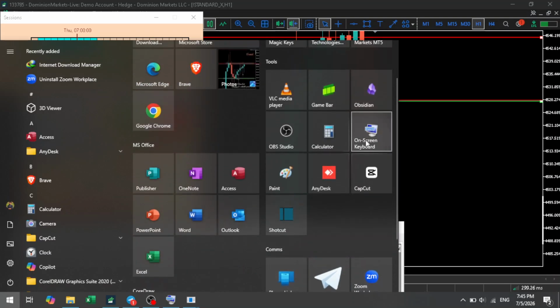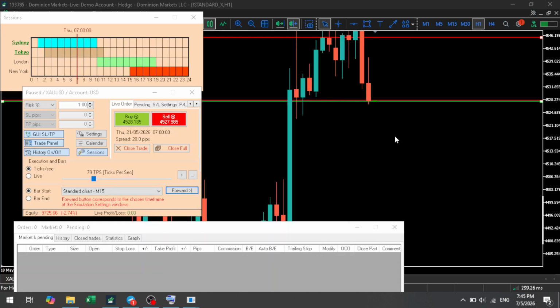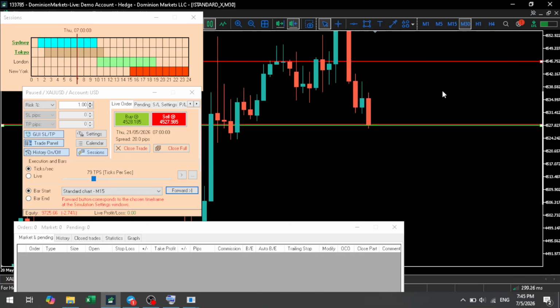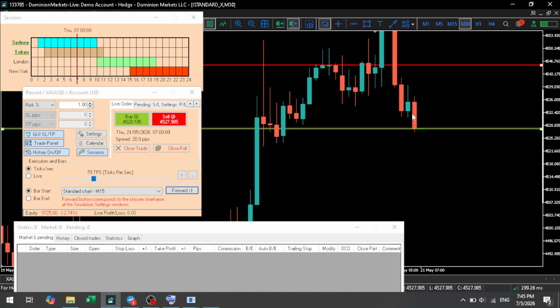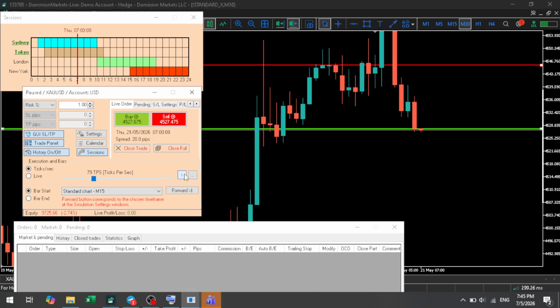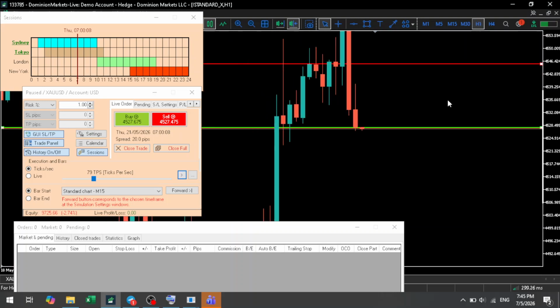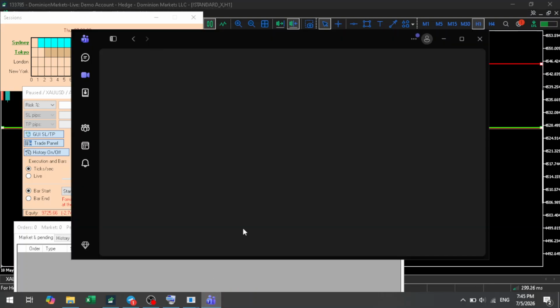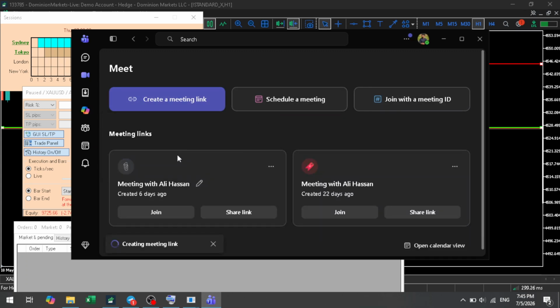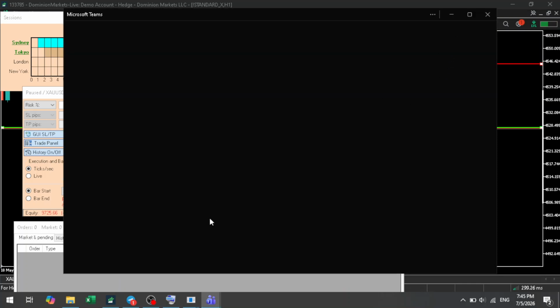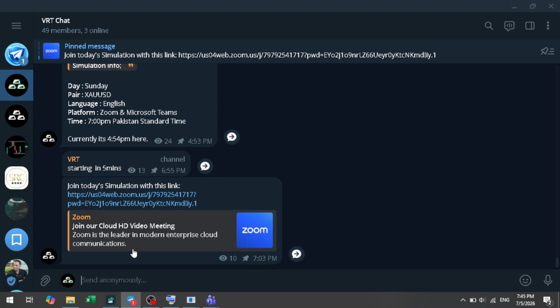I don't know how to use this Microsoft Teams, but we will try to go. 30 minute. Yes, 30 minute, let's see if we get an entry. 1 hour, we have a confirmation that it could just go down. Create a meeting link, create and copy link. Link is copied. Let's join this and send this here.